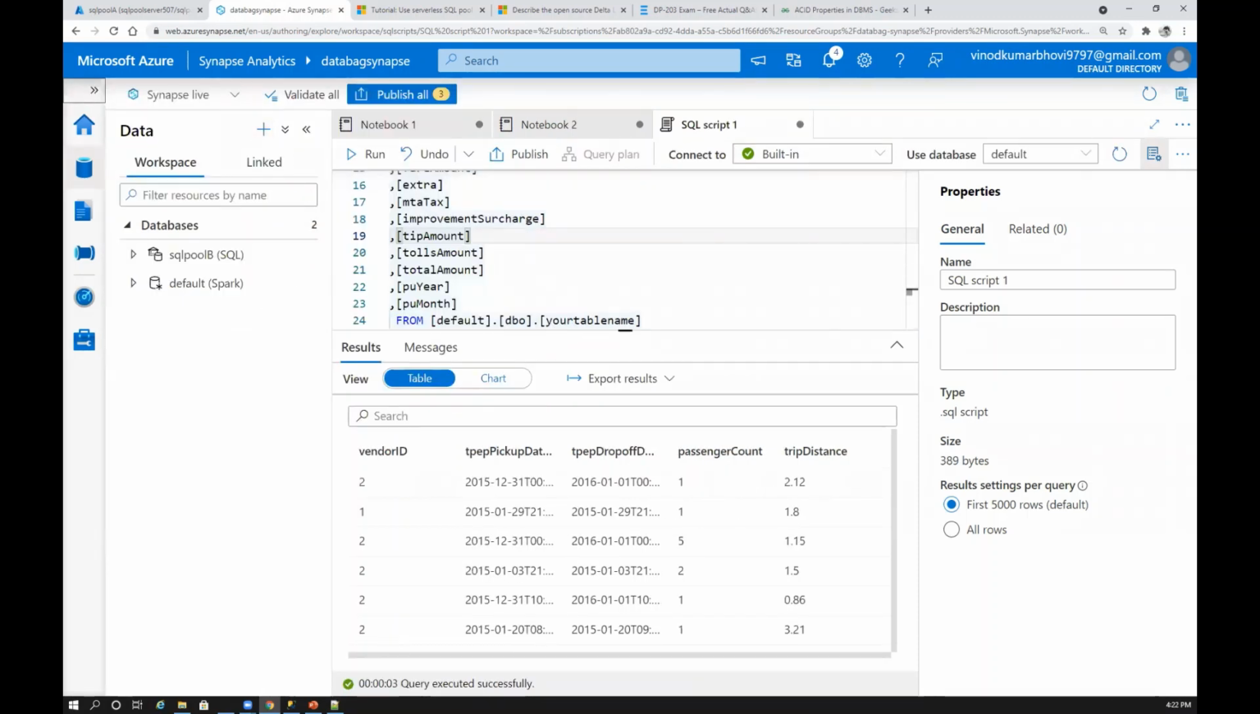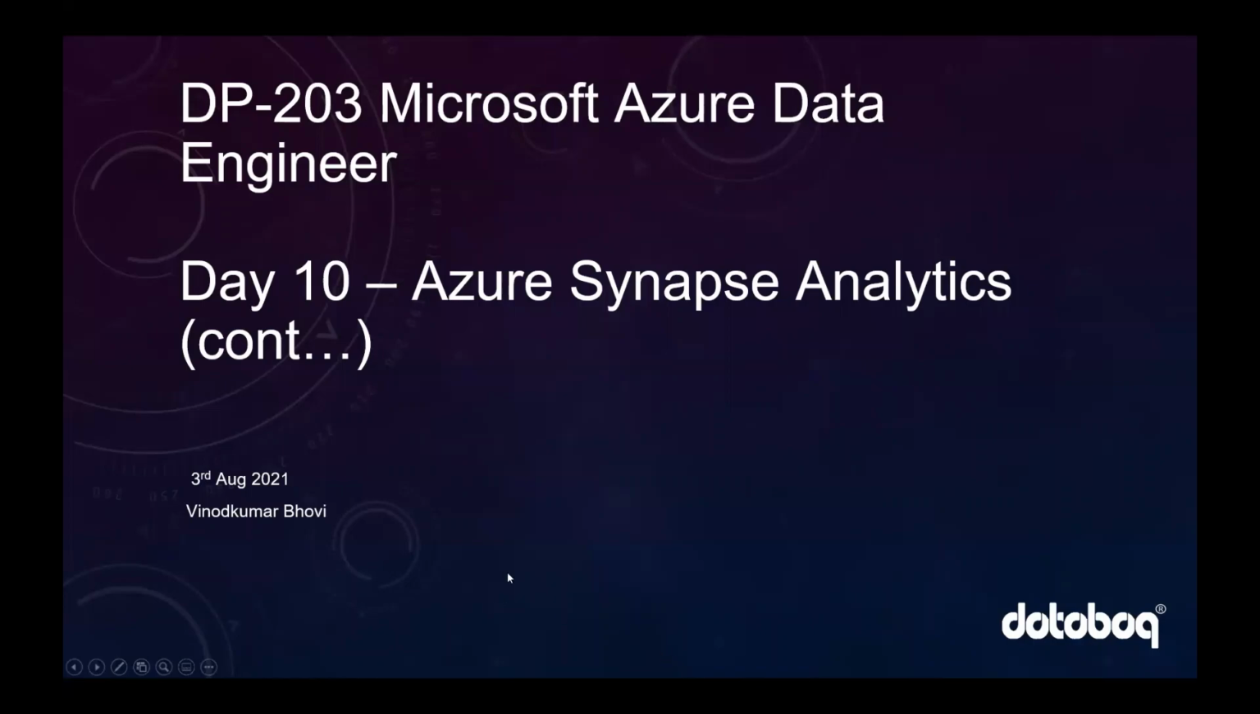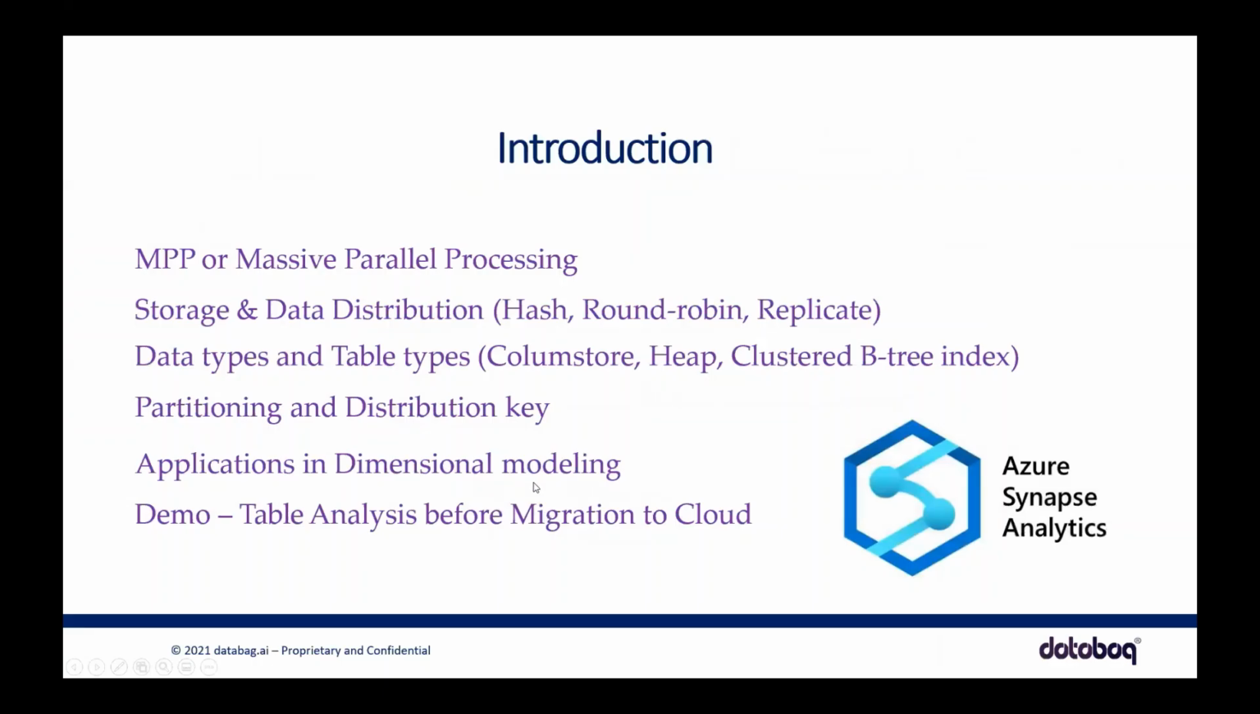So quickly moving back to this PPT. That is what I wanted to show you. Today we will be discussing these topics, and the reason I highlighted them is that they are really important for the exam. MPP, what is MPP? We're going to see storage and data distribution types, data types and table types. Table types are important, data distribution types are important. Partition and distribution you need to understand, and dimensional modeling. This is really important. We'll see one by one what it is.